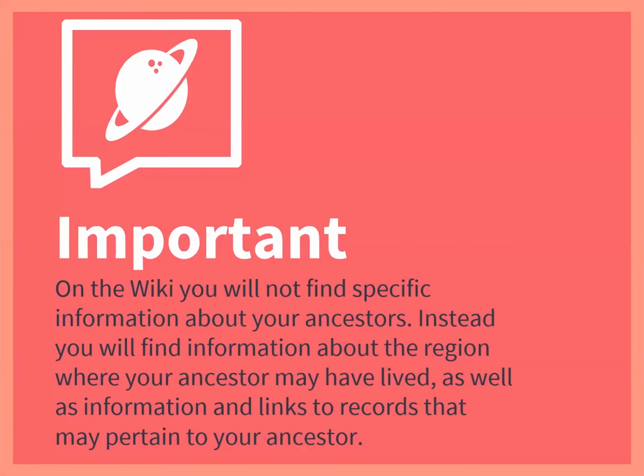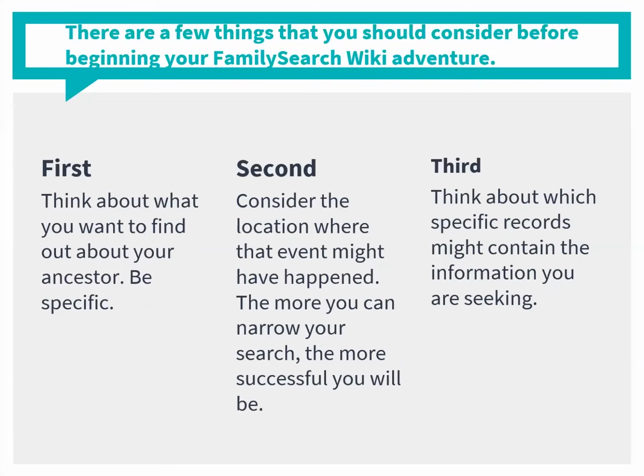It is important, though, to recognize that on the wiki, you're not going to find information related to your ancestors specifically. You're not going to be able to go on there and type in their name and find something related to them like a record. Instead, you will find information about that region or location where your ancestor may have lived, as well as information and links to records that may pertain to your ancestor.